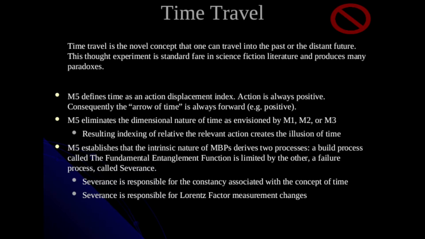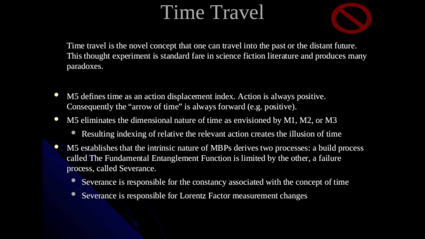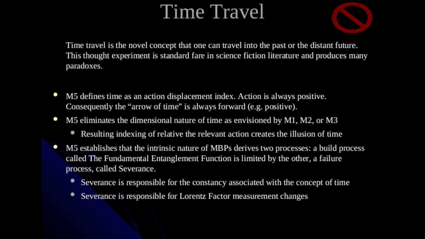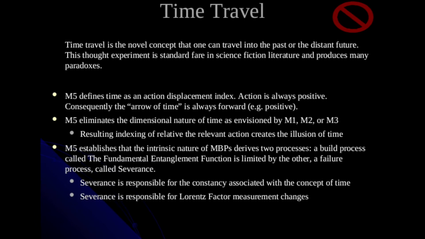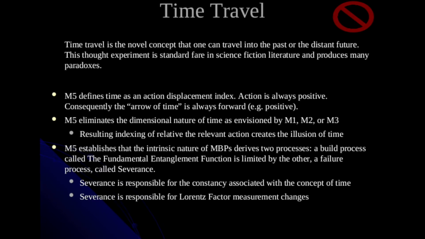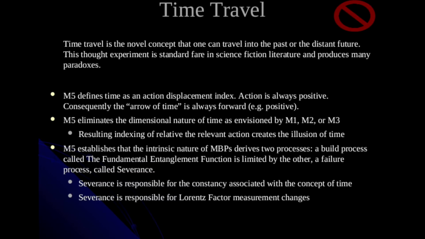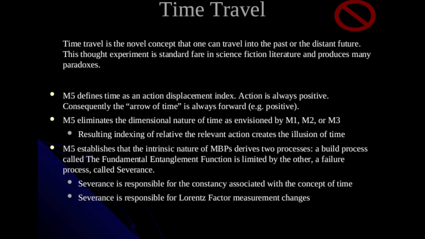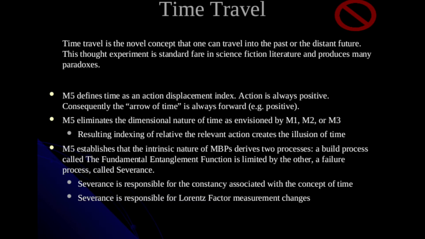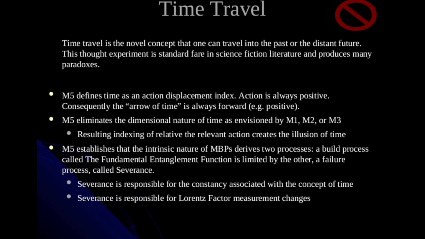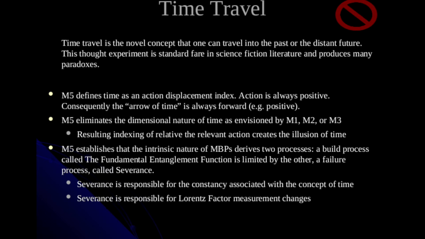M5 defines time as an action displacement index, and the implication there, the unsaid word, is that action displacement index between relative and relevant architectures of mass and complex composite architectures. Action, in the context of the action principle of mathematics, is always positive. Consequently, the arrow of time is always forward. Always forward. Even if you back up, it's still forward action that's being performed.